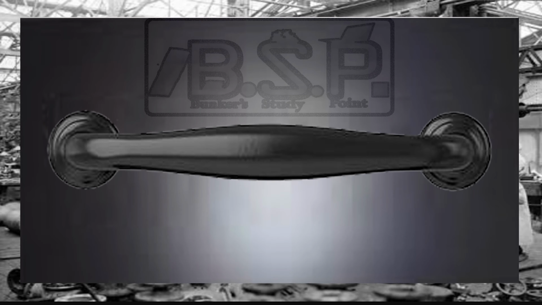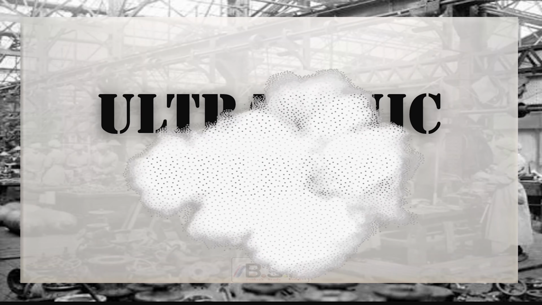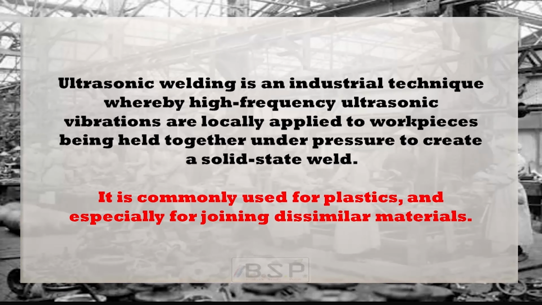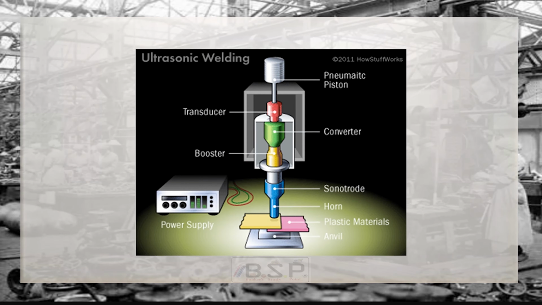Our next type of welding is ultrasonic welding. Ultrasonic welding is an industrial technique whereby high-frequency ultrasonic vibrations are locally applied to workpieces being held together under pressure to create a solid-state weld. It is commonly used for plastics and especially for joining dissimilar materials.